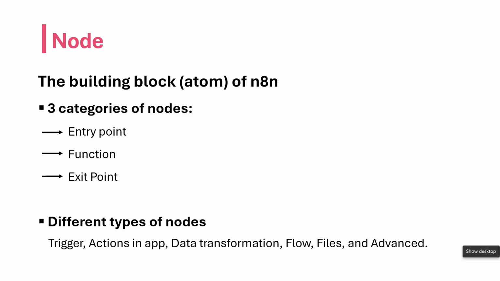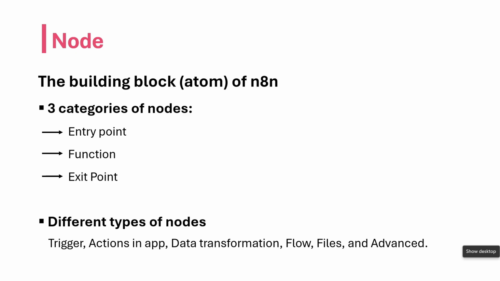Then comes function node. This handles the logic or transformation part. For example, a set node or function node can format your data, it can add new fields, or it can apply certain filters or conditions. It's like the chef in your automation kitchen. It will take raw ingredients, that is your data, it will take it to the kitchen, that is your application, and then it will prepare the insights for you and it will serve to you.